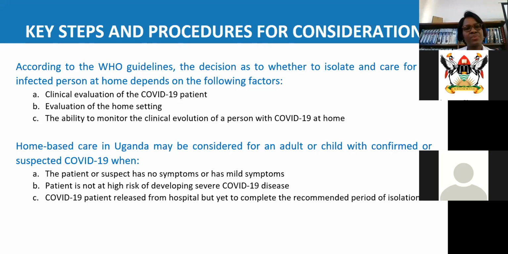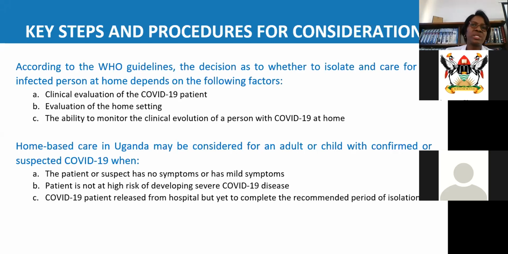Then the second step is evaluation of the home setting. This is also very important for two purposes: to ensure that the people in your home environment are going to be protected in terms of infection prevention and control, as we shall see, but also for you, the patient, to ensure that you are going to continue receiving adequate supplies like food and medication, and that there is a possibility for you to get to the earliest health center in case of worsening of the disease.